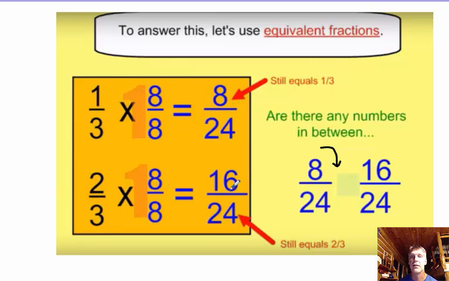And same for 2/3. Now, I just made them equivalent fractions, but I have more cuts. And now I can see, yes, there are numbers that fall between 8/24 and 16/24. So what are some of the numbers that are in between 1/3 and 2/3? Well, there's a lot. But how about 10/24? And 11/24? Anything that falls between 8/24 and 16/24 will work.